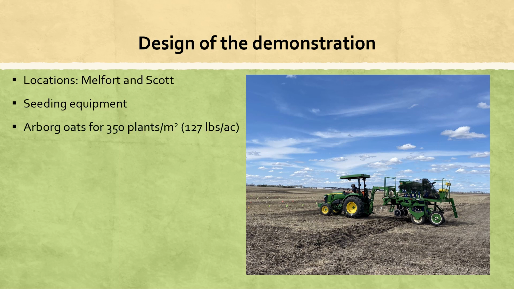Now, CDC Arborg was the variety that was used for this experiment, and it was planted to hit a target density of 350 plants per meter squared. However, after I looked at the results, on average, it was closer to about 250. Our nitrogen source was granular urea, 46-0-0, and for phosphorus we used monoammonium phosphate, 11-52-0. Now phosphorus was put down at 36 pounds of P2O5 per acre, and you'll see the nitrogen rates here in just about a second.